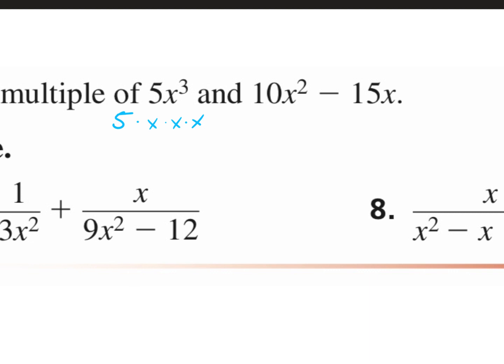Now for my second term here, I got 10x squared minus 15x. How could I factor this? Take out the GCF. What's the GCF? 5x. So if I take out a 5x, what am I left with? 2x minus 3. Perfect.